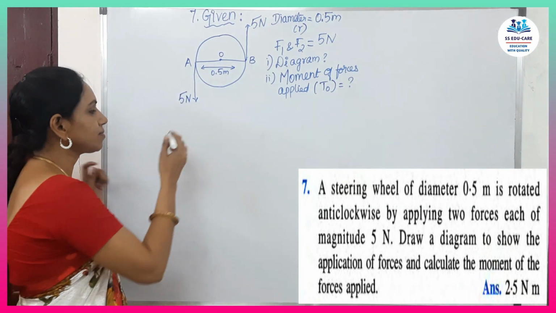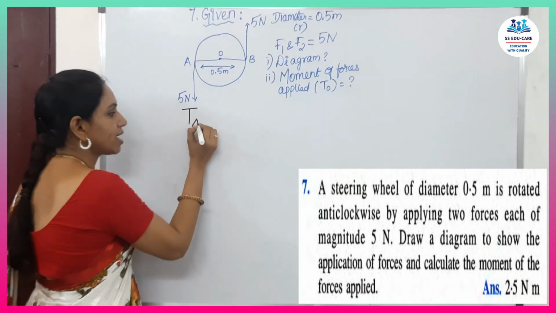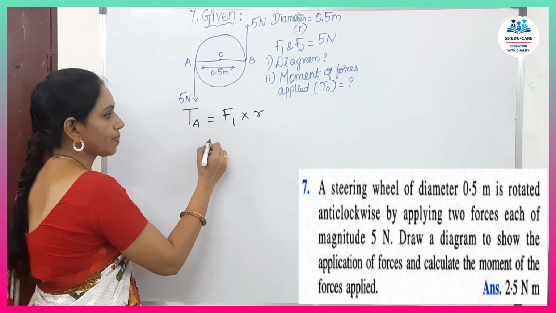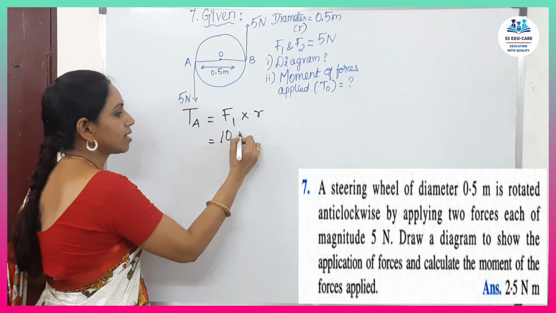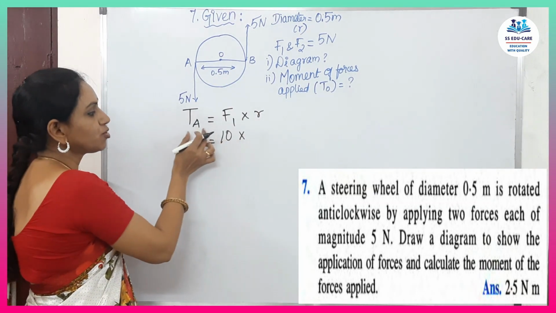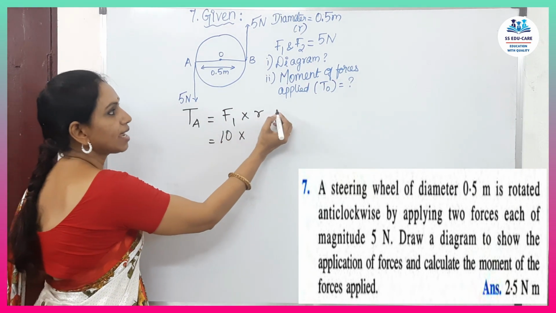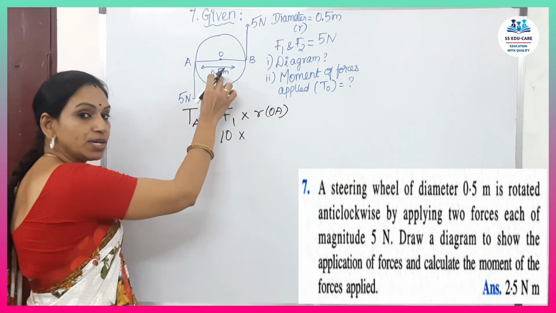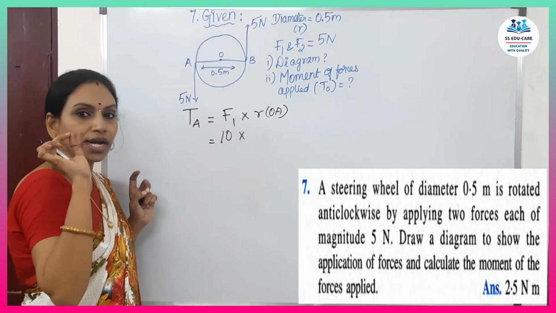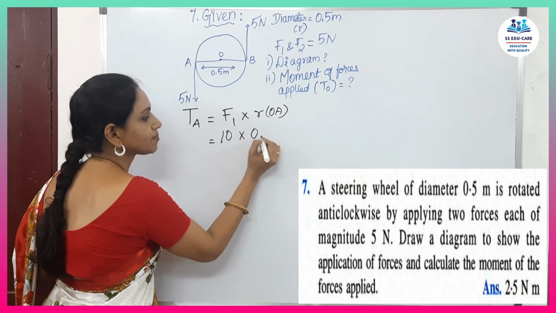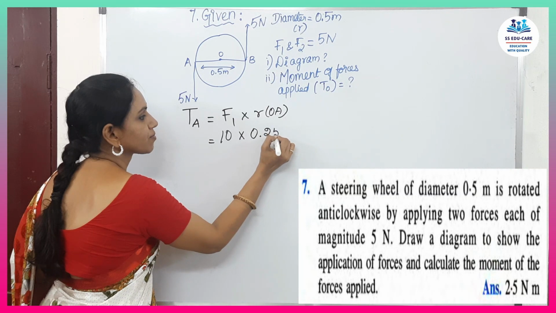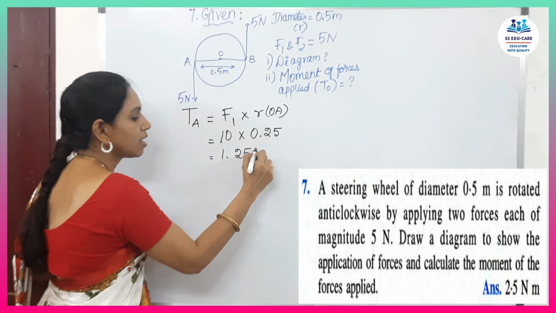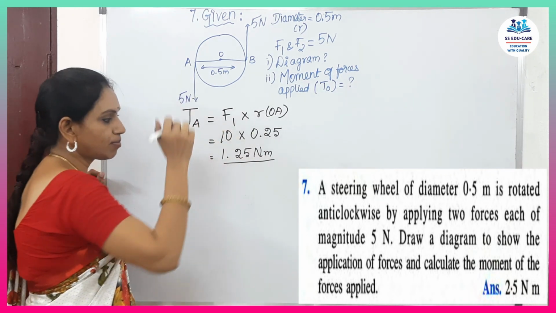Let's do that. Moment of force at point A is equal to F1 into R. So what is F1? 5 into your R is, see actually I have this R is nothing but I can also write it as OA. So the 0.5 meter, OA is only 0.25. So it is 1.25 Newton meter when I multiply this.